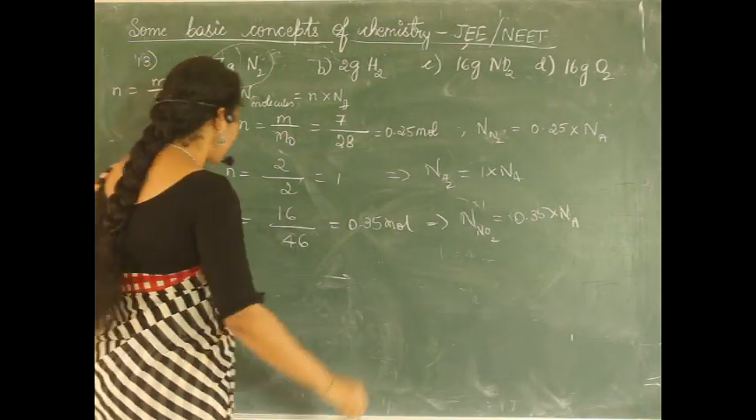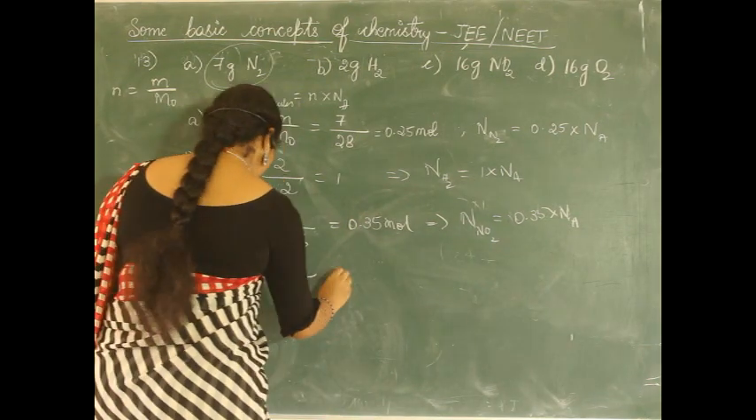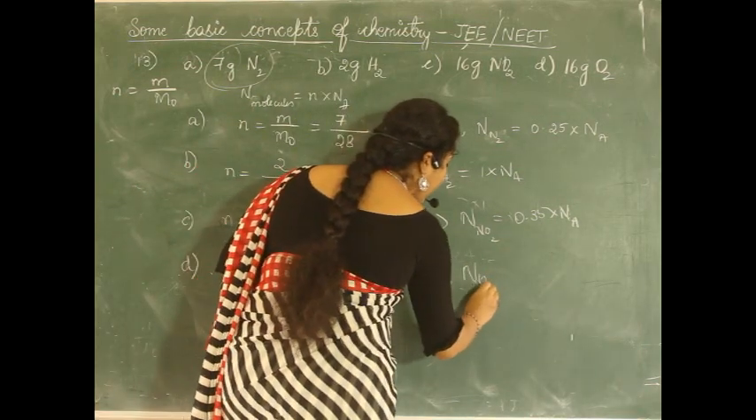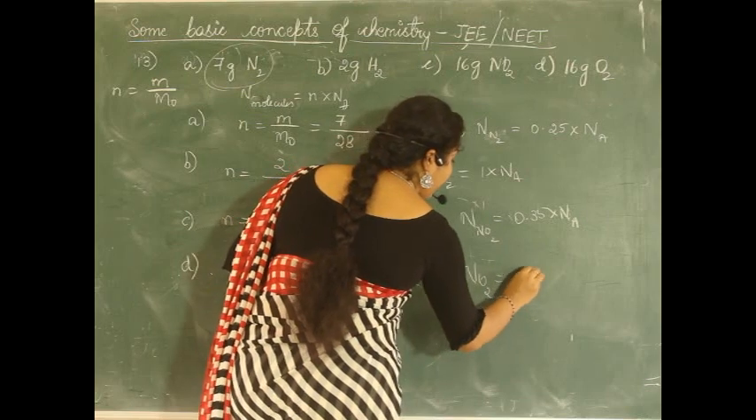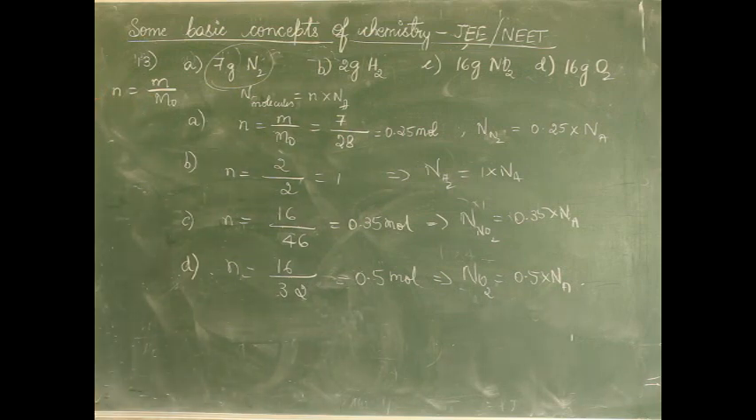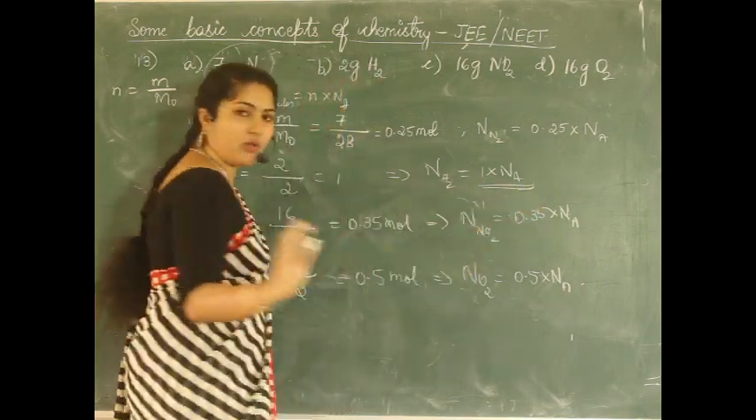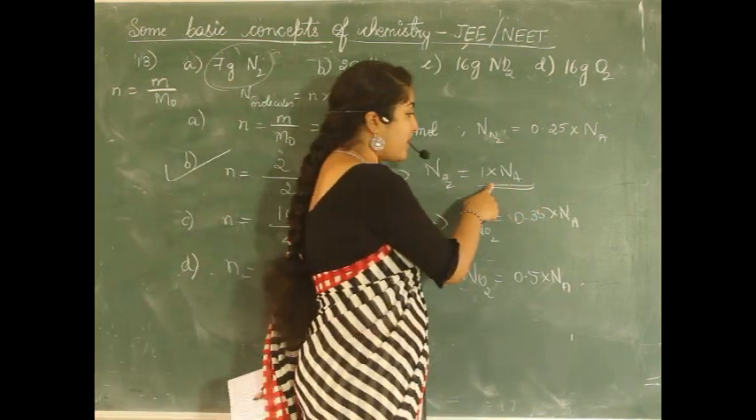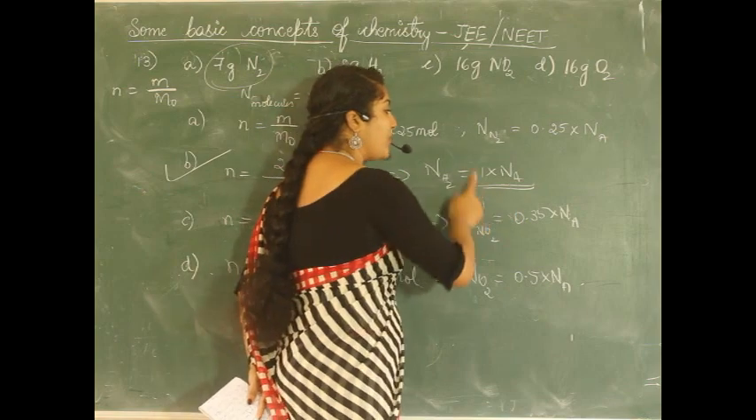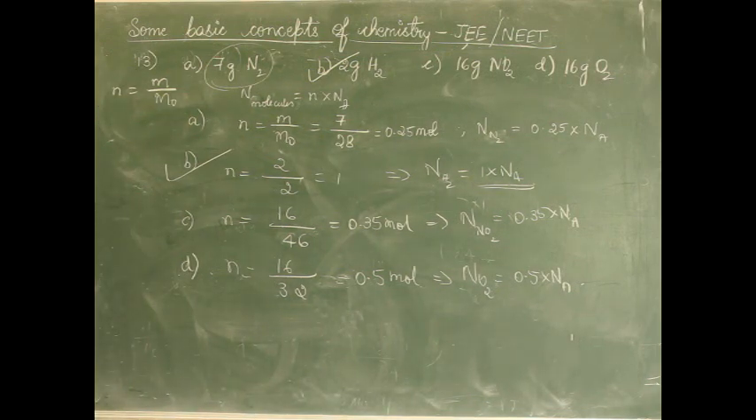Check out the next option, D. 16 gram of oxygen. Again given mass is 16, oxygen is 32, so the number of moles will be 0.5 mole. Therefore, the number of molecules of oxygen will be 0.5 into Na. Now compare all these. Which has more number of molecules? It is option B. You know Na means Avogadro's number, which is 1 into 6.022 into 10 to the power 23. The maximum value you will be getting is in this option. So the right answer is 2 gram of hydrogen.